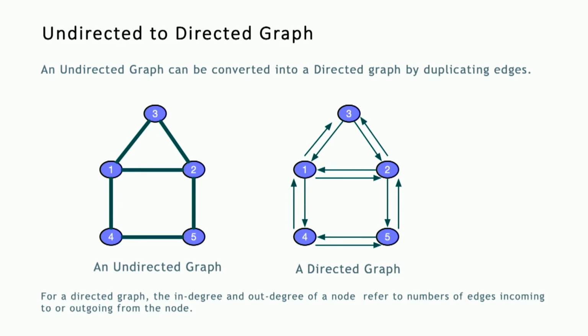Now, if you have an undirected graph, you can convert that into a directed graph. The way you can do that is by basically duplicating the edges. So let's say between 1 and 3, I have this single edge with no direction. You just create two edges with two directions, and you have converted an undirected graph into a directed graph. In the case of a directed graph, we have different terms than degree, called in and out degree. In degree represents how many edges are coming into a node, and out degree means how many edges are going out of that node, right? So in this example, node number 3 will have 2 in degrees and 2 out degrees, which is symmetric here.